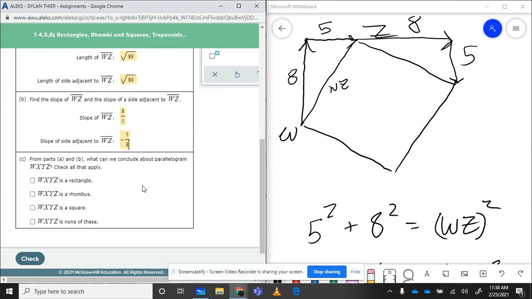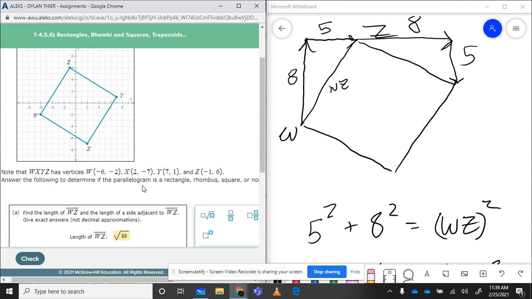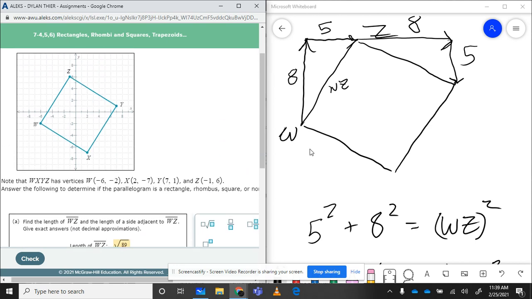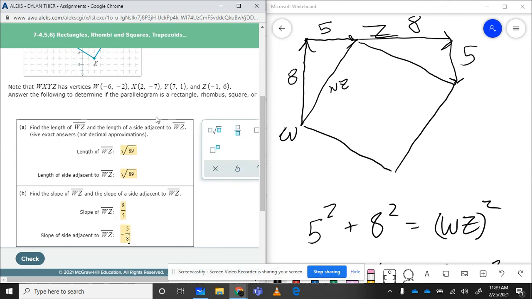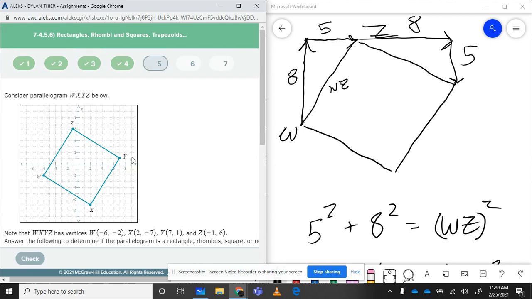Parts A and B, we can conclude what? Well, I think we can conclude that this is a square. These sides are the same. If I was to do the bottom one, 2 down to 7, so that's 5, 6 to 2, that's 8. 1, 2, 3, 4, 5, and 8 again. So all 4 sides are the same length. That makes you a square. Squares are also types of rectangles. Squares are also types of rhombuses. So let's give that a try.